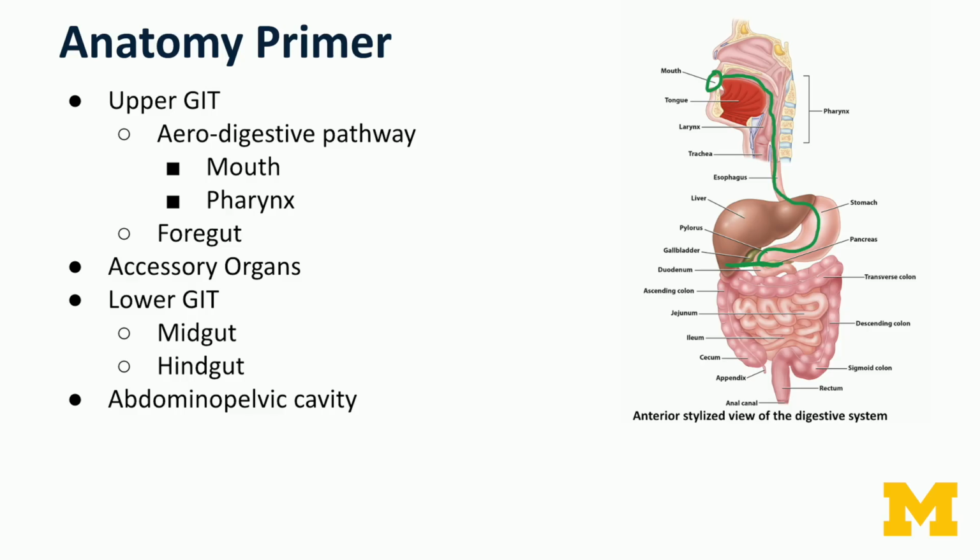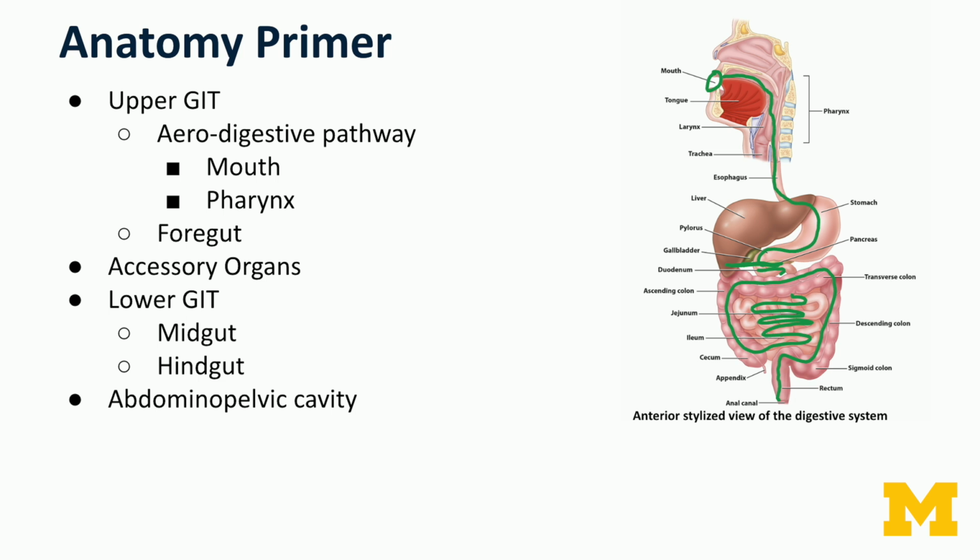The lower gastrointestinal tract picks up in the duodenum, that second part of the duodenum, and it continues through the remainder of the small intestine and the large intestine, and all the way through to the anus.